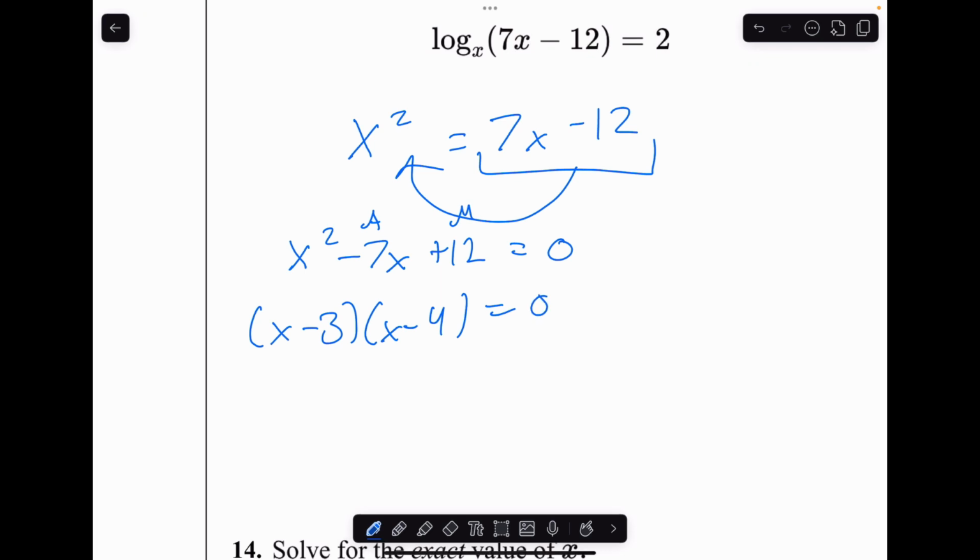And our solutions here we get as 3 and 4, and we got to check them. If I put a 3 in there, I get 21 minus 12, so my 3 works out. Put a 4 in there, I get 28 minus 12, also gives me a positive value in there.